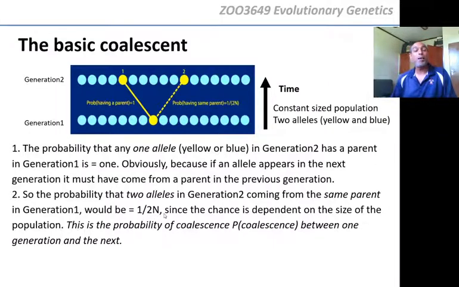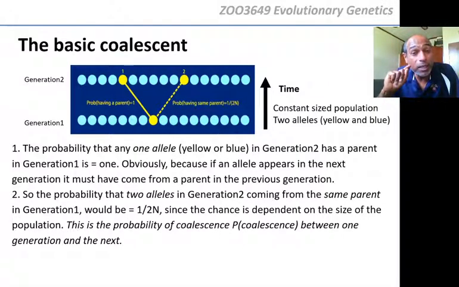Okay, and remember, why is it 1 over 2n? Because you have to divide by the size of the population, and 2n is the diploid. We have a diploid. Remember, Wright-Fisher is a diploid population, so it's always 2n, okay? So the chance is 1 divided by 2n that 2 individuals in generation 2 have a parent in generation 1. That is the whole essence of coalescence. And remember, this is also a way to model genetic drift in a Wright-Fisher population.